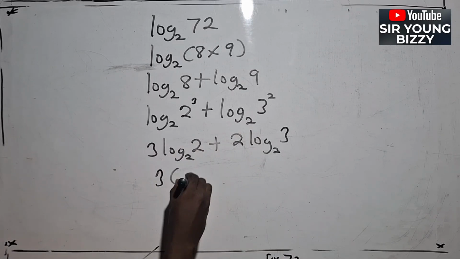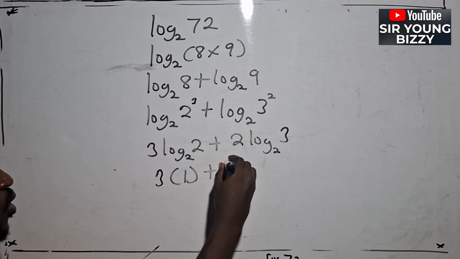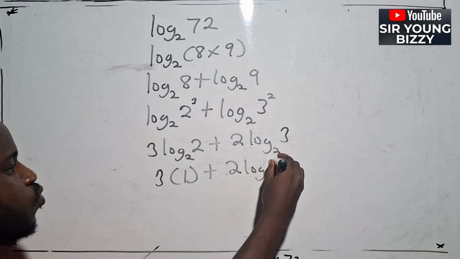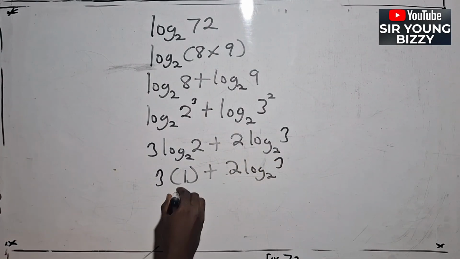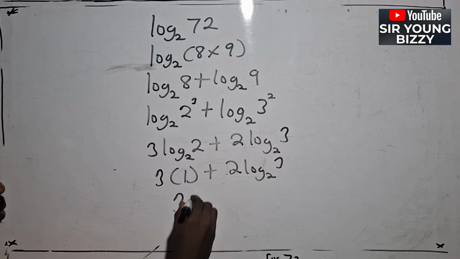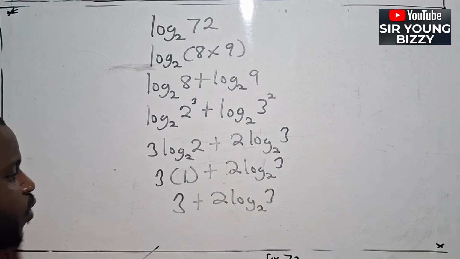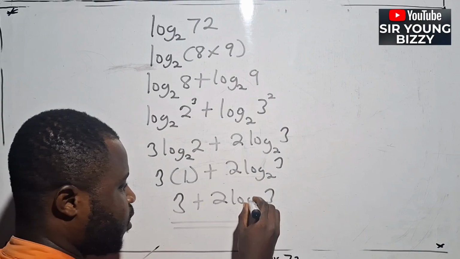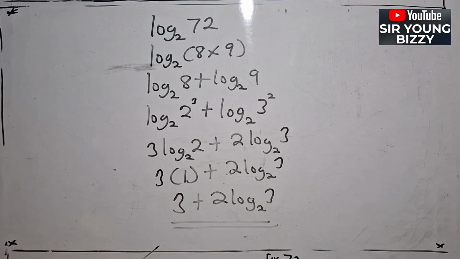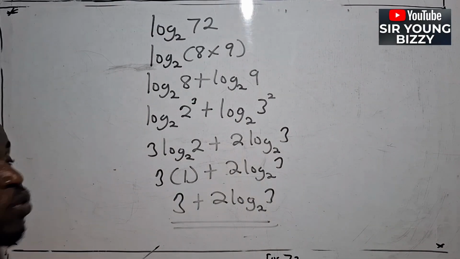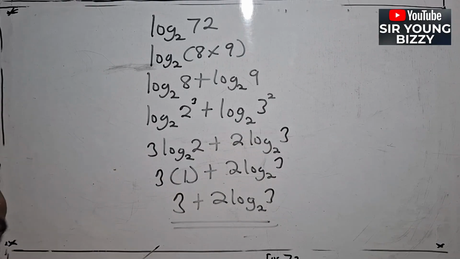So this one will give us 3 times 1 plus 2 log 2 3. So 3 times 1 is 3 plus 2 log 2 3. So this is how we express this logarithm as a single log.